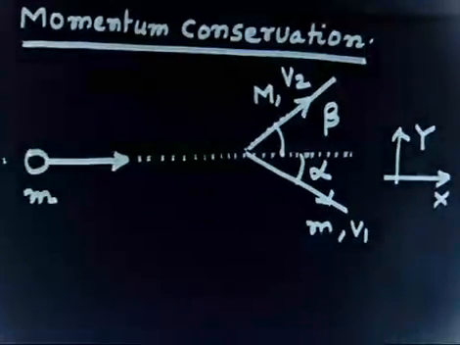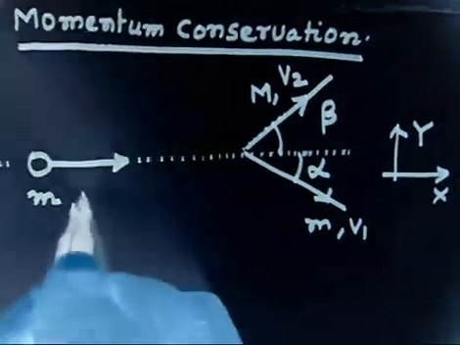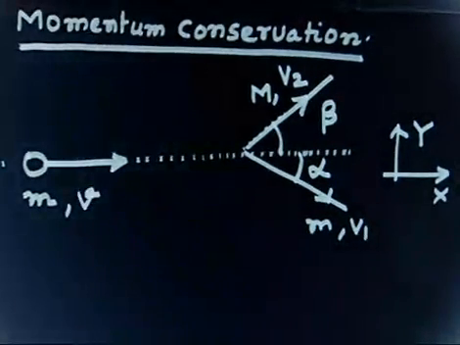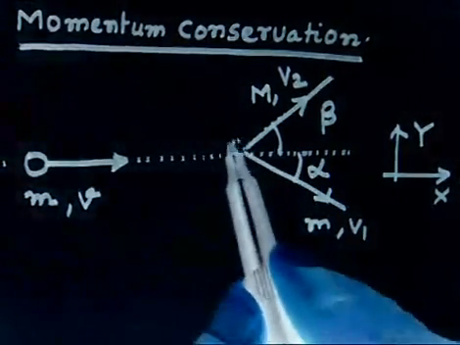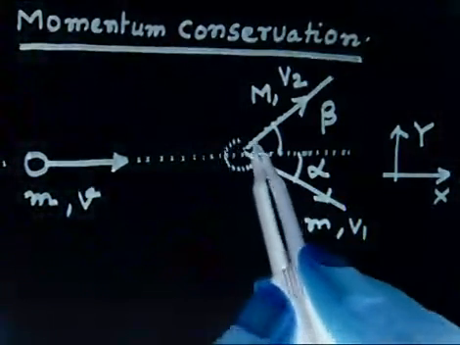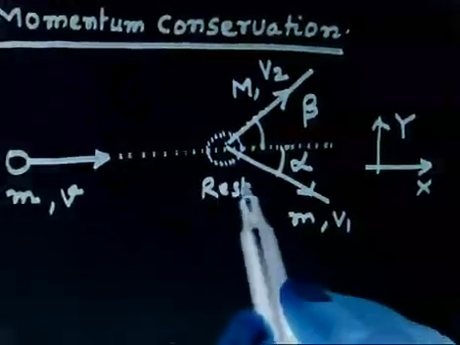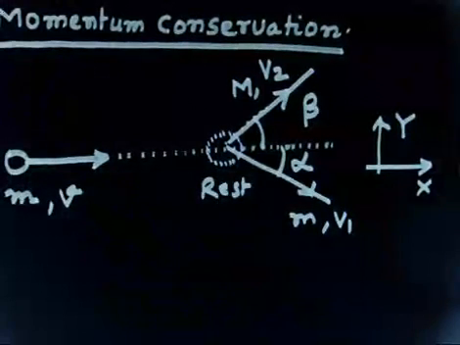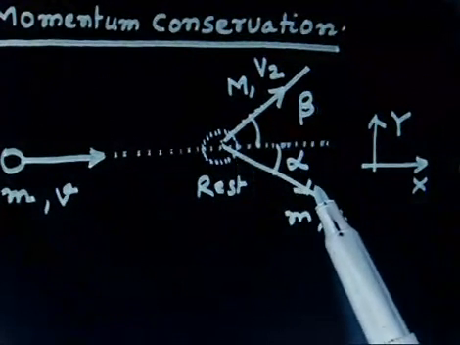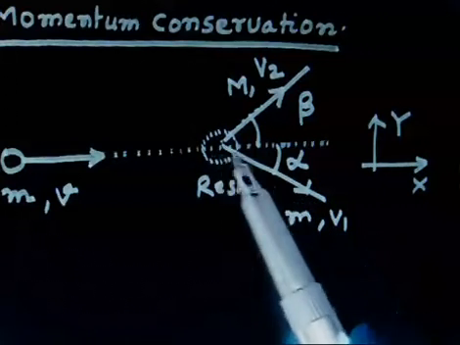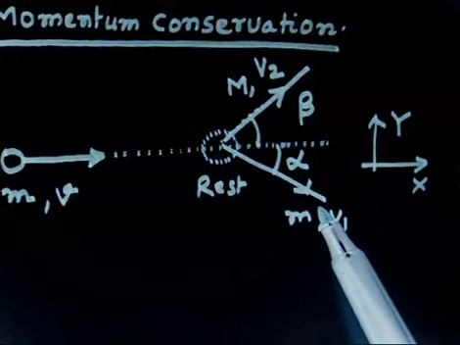Now let me read the question. A small mass m moving with velocity v collides with another mass capital M that is initially at rest. So there is a mass capital M kept here, initially at rest. Now this mass collides with this mass. As the result of the collision, m diverges with an angle alpha from its original direction. So this was the original direction of small m. Now it is moving in this direction with angle alpha from the horizontal.